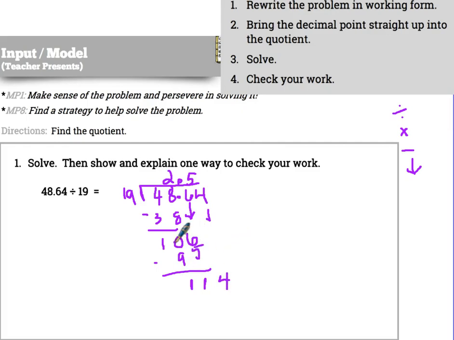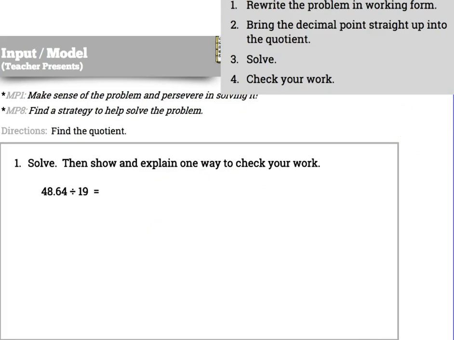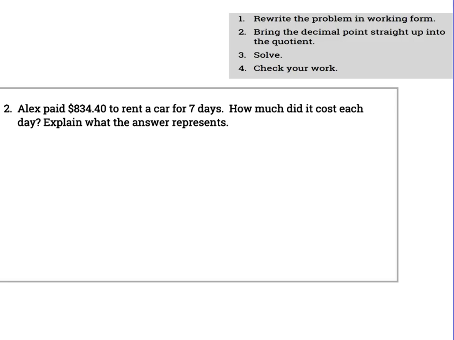Okay, now when I had 106 and it went 5 times, I had 11 left over. Now I have 114. So 5 is not going to work anymore, but 6 would work. 6 times 9 is 54. Carry the 5. 6 times 1 is 6, plus 5 more is 11. And my quotient is 2 and 56 hundredths. So now let's try another one. And now we have a word problem.